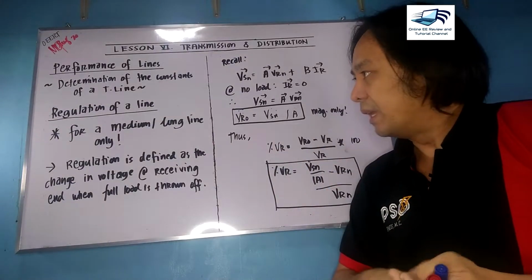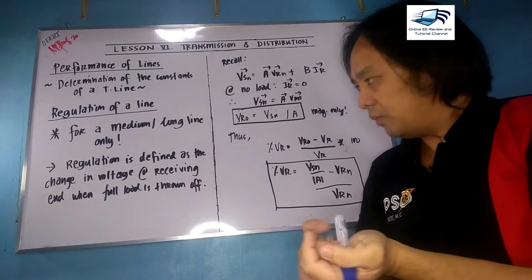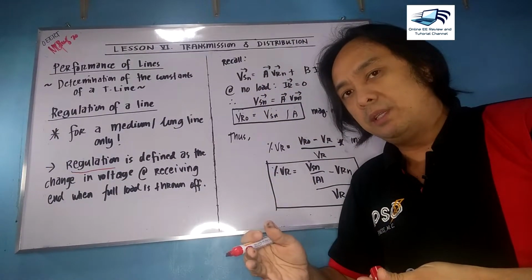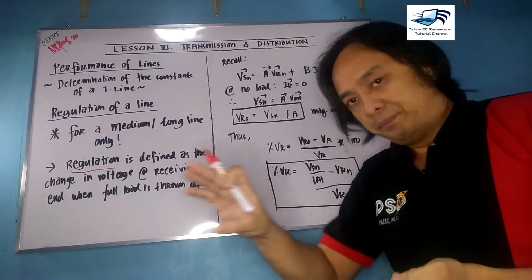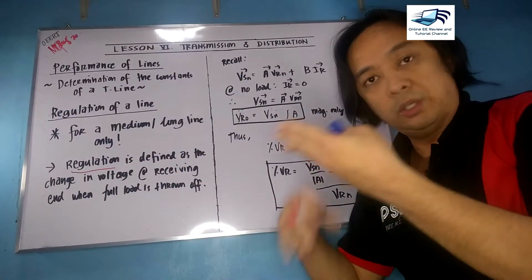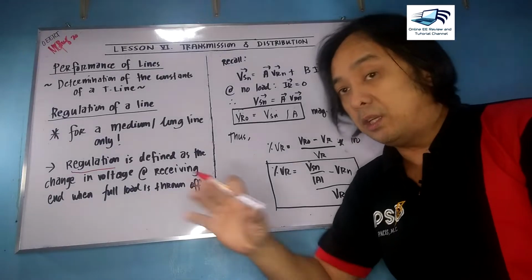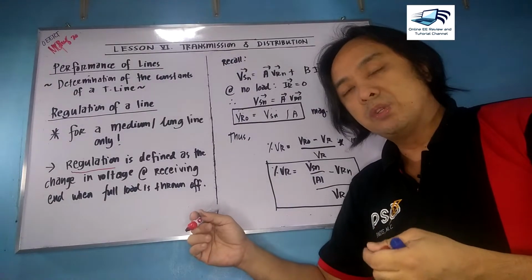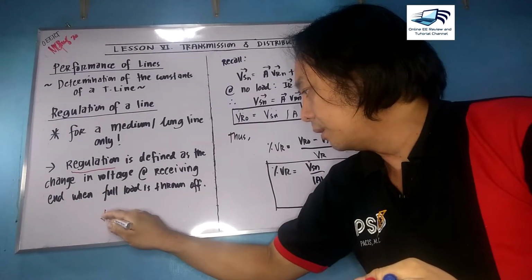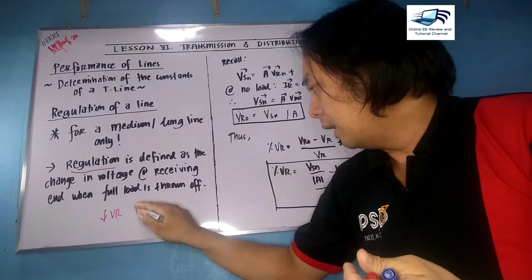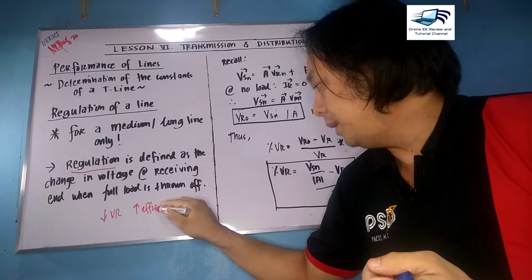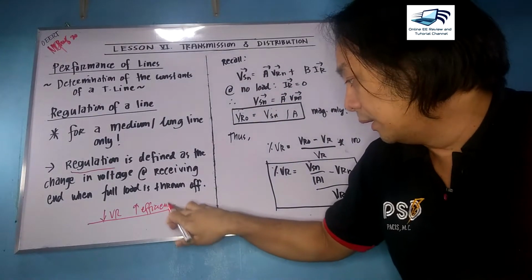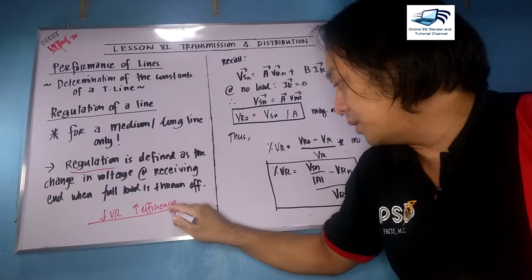What's the difference? But regulation of a line is simply defined as the change of voltage if you have the receiving end turned off, or it means that there's no load, right? So that is the so-called regulation. So the lower the regulation, the higher the efficiency. It means a good power system or a good transmission line efficiency.